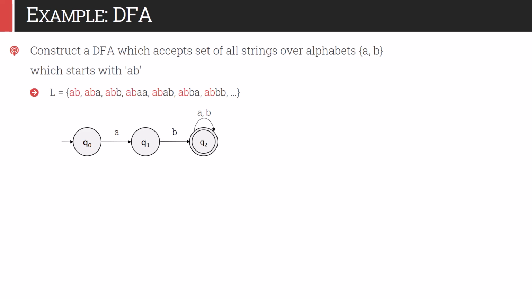From Q0 we cannot read b because if we read b, the string will start with b, which is not allowed. So it goes to the dead state. From Q1 we must read b. So if we read a, it is not valid. So again, it is going to the dead state.